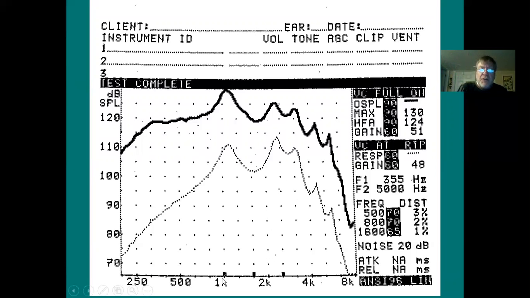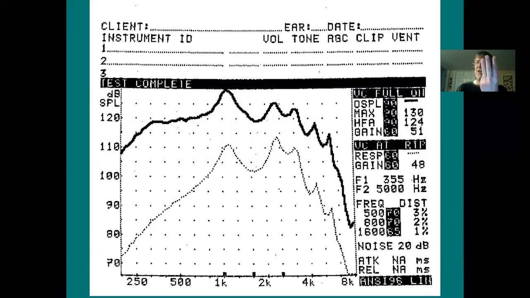The output at, follow my cursor, at 1,000 hertz being here, at 1,600 hertz being here, and at 2,500 hertz being here. Those 3 outputs were added together, divided by 3 to get an average, and that's your HFA, high frequency average output sound pressure level.